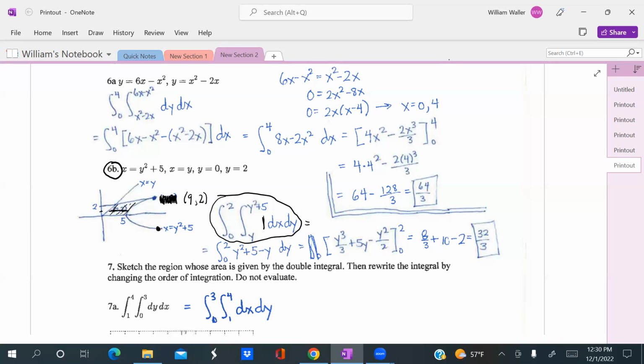Okay. All right, so let me pause again. We're going to continue with double integration, though, now in problem 7b, but we'll come back to that after the pause.